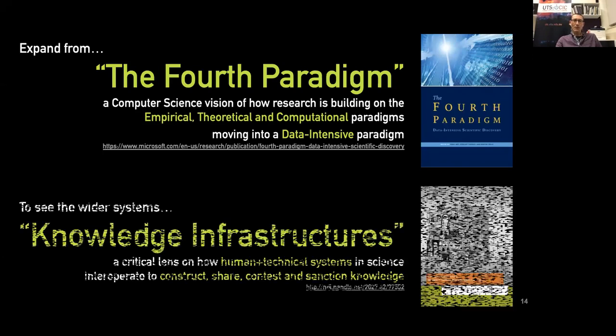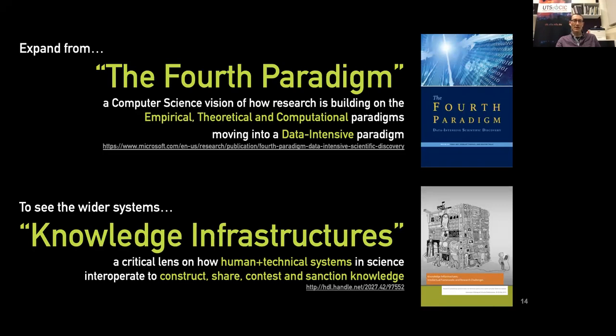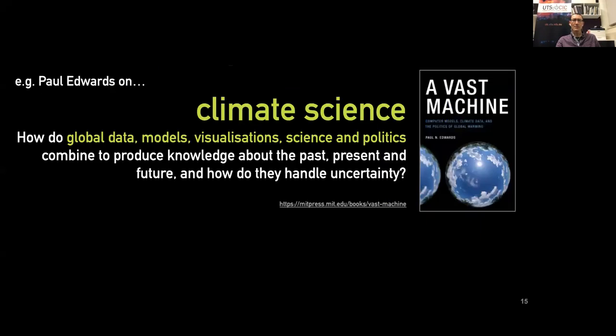But what I want to foreground today is that a knowledge infrastructures perspective builds on this, but it takes into account the wider systems. It brings a critical lens to look at how the human, as well as the technical systems in science, interoperate to construct, share, contest, and sanction knowledge. And in particular, I want to talk about one particular book called A Vast Machine by Paul Edwards. And that takes us back to those weather forecasts that I opened with.